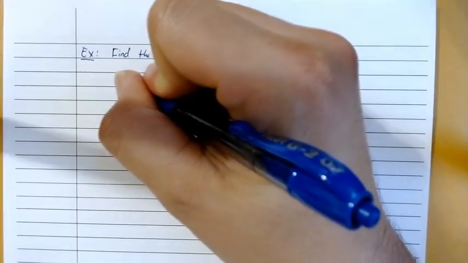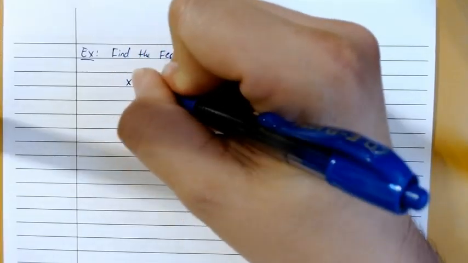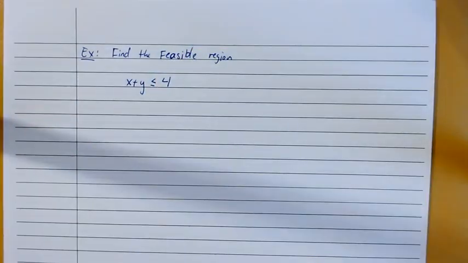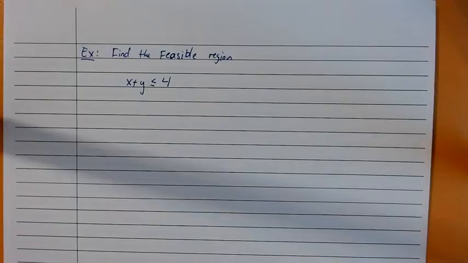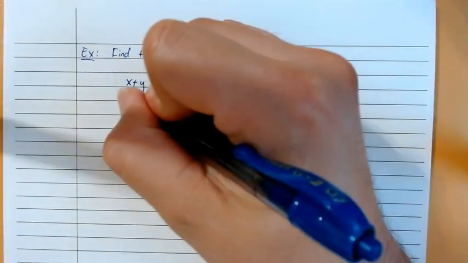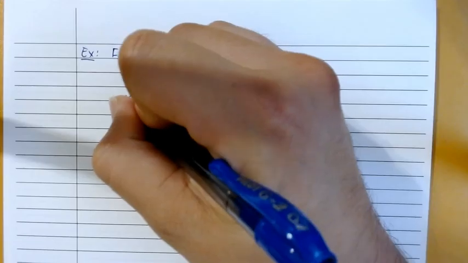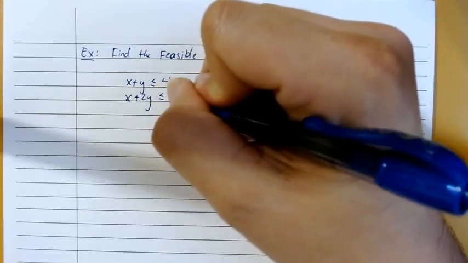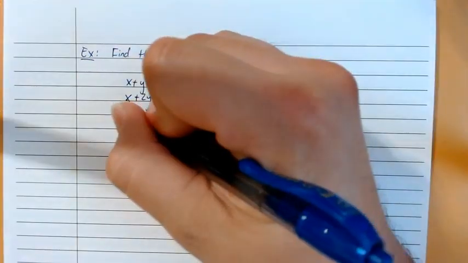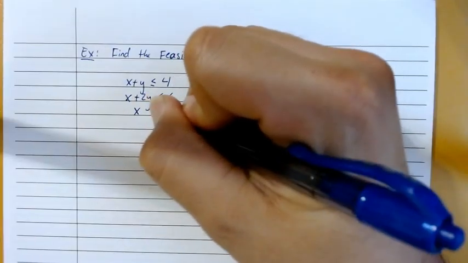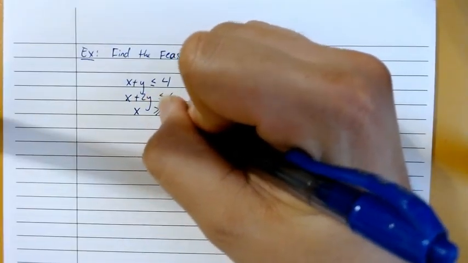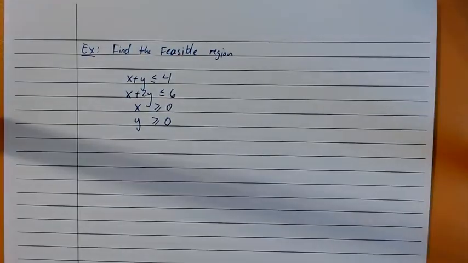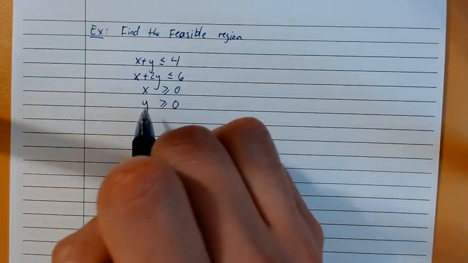All right, let's try x plus y is less than or equal to 4. Let's try x plus 2y is less than or equal to 6. Let's try x is greater than or equal to 0. And let's try y is greater than or equal to 0. All right. Here we have 4 inequalities rather than 2.